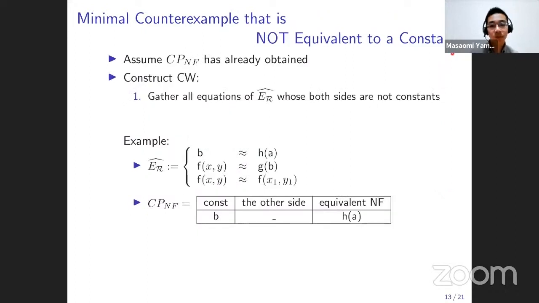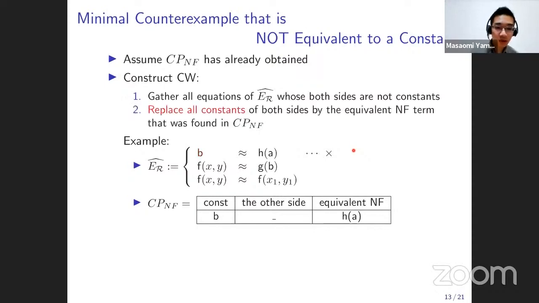Here, we assume the CPNF has already been obtained. And in this case, we construct a set C_W. First, gather all equations from R-hat whose both sides are not constants. For example, if R-hat is this, the left side of the first equation is the constant B. So remove this one. And second, replace all constants on both sides by the equivalent normal form term that was found in CPNF.